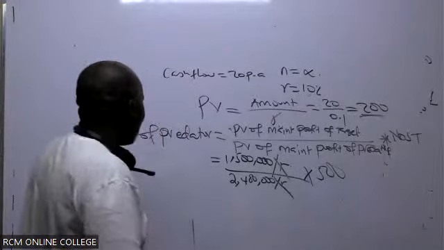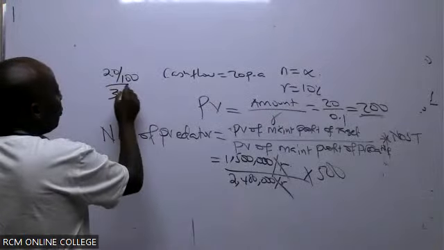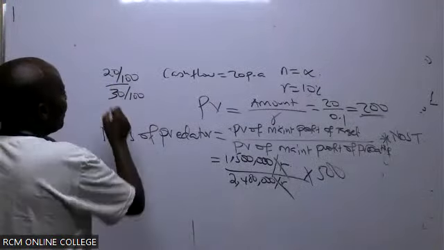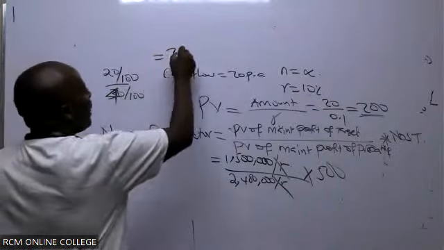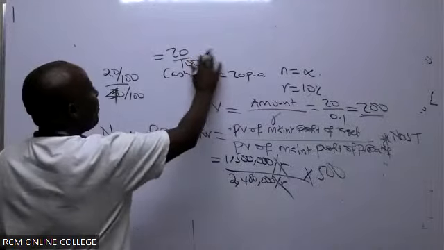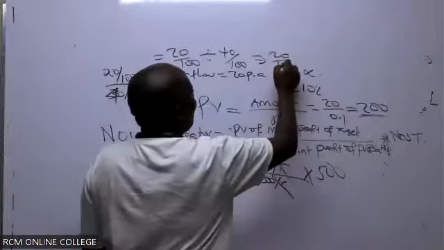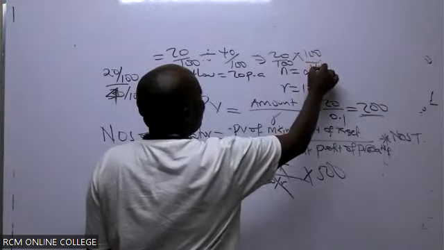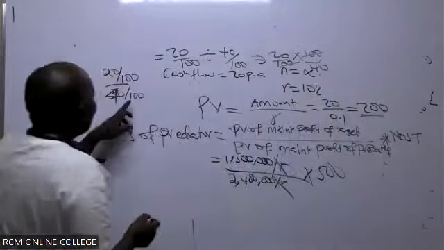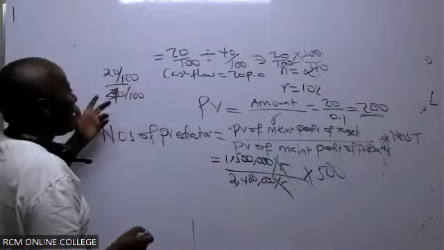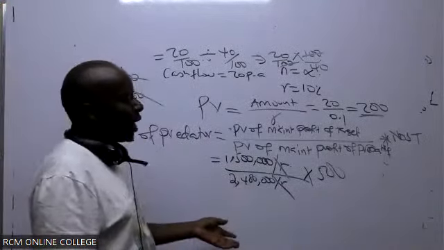Just like this. Please listen here. If you're given 20 over 100 divided by 40 over 100, this will be the same as saying 20 over 100 times 100 over 40. So at the end of the day, we're getting 20 over 40. If these denominators are the same, we always cancel them directly. So we shall cancel this R and this R.